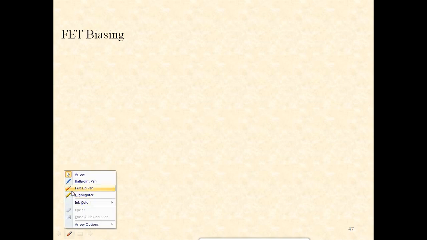So far we had discussed the construction, working, and characteristics of JFETs and MOSFETs. In the MOSFETs, we discussed depletion type MOSFETs and also enhancement type MOSFETs. Moving forward, the next topic of this chapter is FET biasing, the way we are going to bias an FET.